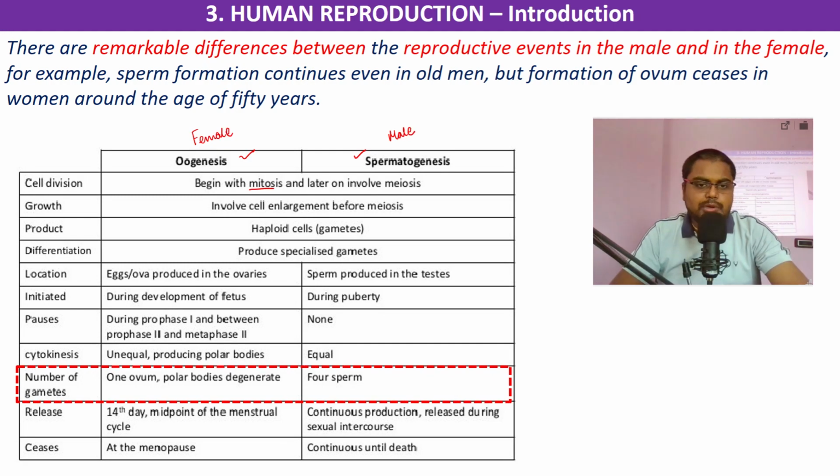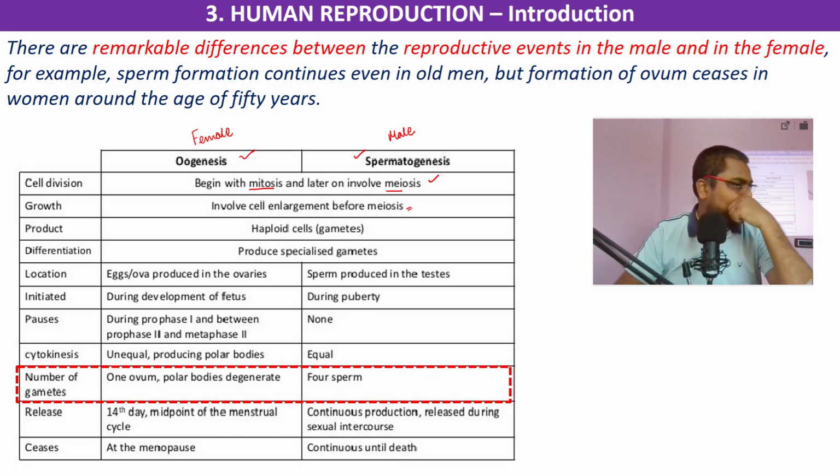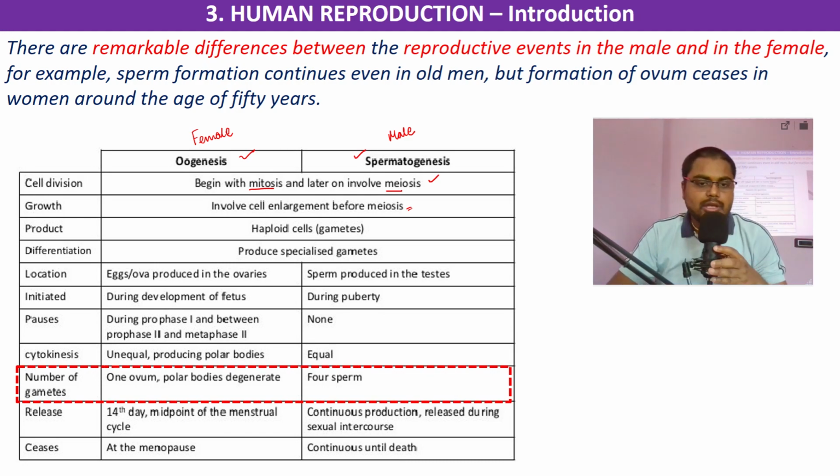They begin with mitosis and later on they involve meiosis. ये कॉमन ही है, दोनों में. They involve cell enlargement before meiosis, क्योंकि एक सेल का 4 सेल बनना है तो इसलिए थोड़ा सा सेल बड़ा हो जाए. Production, they also produce haploid gametes, both of them. Differentiation, they produce specialized gametes. Location, eggs are produced in the ovaries, sperms are produced in the testes.